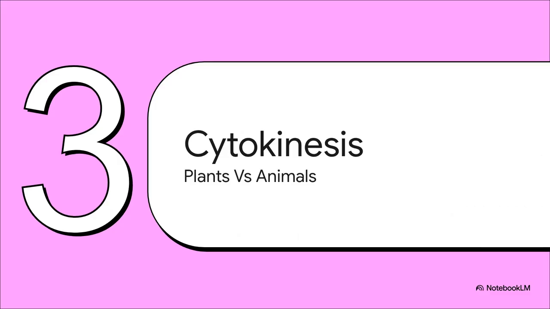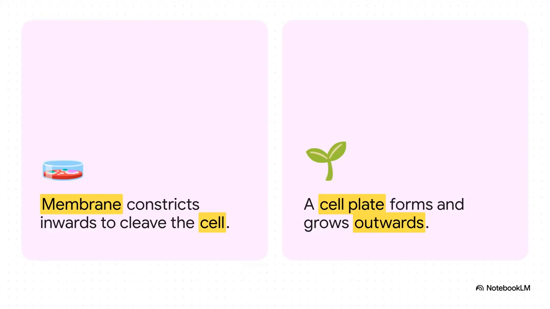Section 3, Cytokinesis, Plants versus Animals. Okay, so now we have two brand new nuclei, but they're still trapped inside a single cell. This is where cytokinesis comes in. It's the physical division of the cytoplasm, and there is a core mechanical difference here depending on the type of cell. In animal cells, the cell membrane is flexible. It basically just constricts, deepening inwards around the middle until it literally cleaves the cell in two, like tightening a belt. But plant cells, they have a rigid outer cell wall.